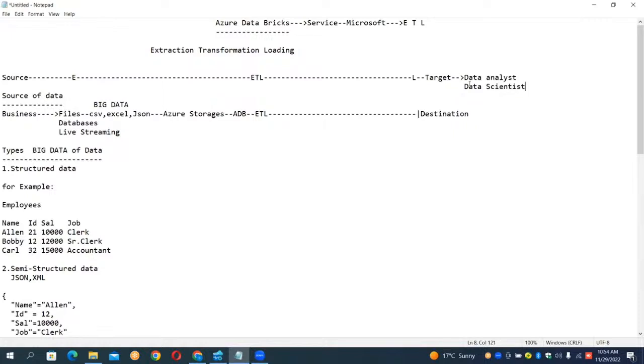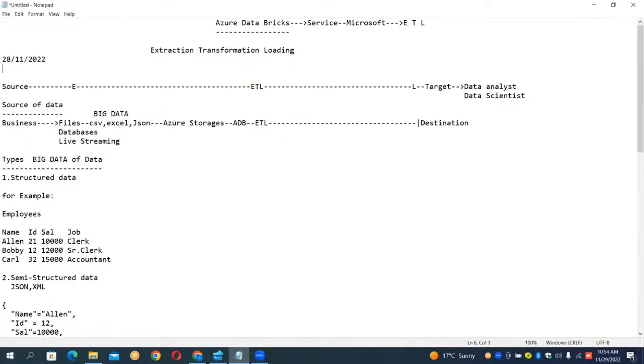Now, the basic difference I'll tell you between the data analyst and data scientist. Suppose you have data like this. Let us say here, for example, you have sales of 28/11/2022, and you have sales of 29/11/2022. So now what is the difference in sales? Whether the sales has increased or decreased between these two dates, it will be given by the data analyst.